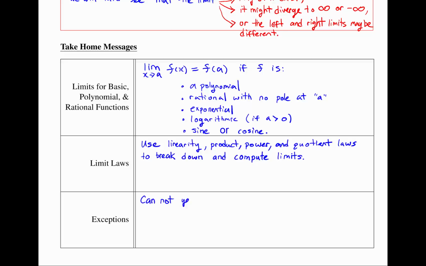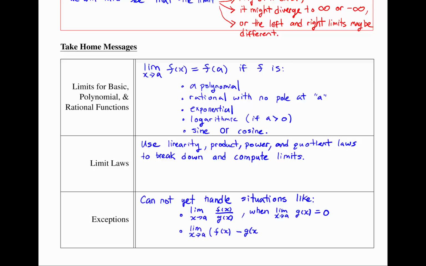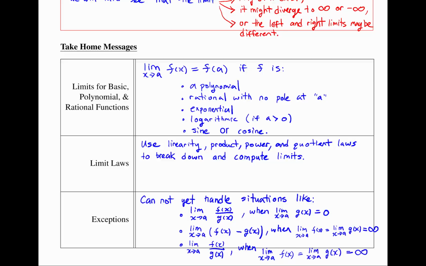However, we cannot handle situations where we have the limit as x goes to a of f of x over g of x, but the denominator limit is 0. We could also not handle situations where we have the limit as x goes to a of f of x minus g of x, but both of those are infinity. We can also not handle the limit as x goes to a of f of x over g of x when both the numerator and the denominator limits are infinity. There are other cases we also can't handle. However, we'll focus on these three and in following lectures come up with methods to handle them.